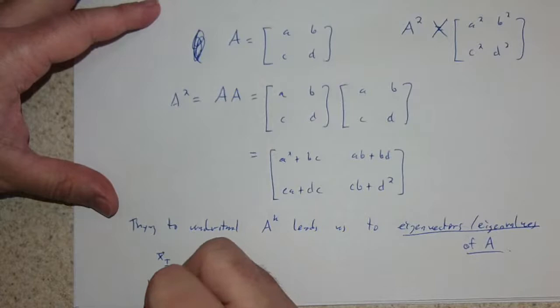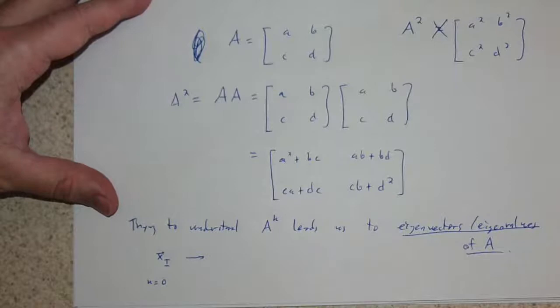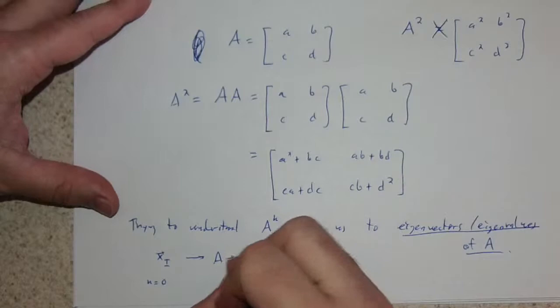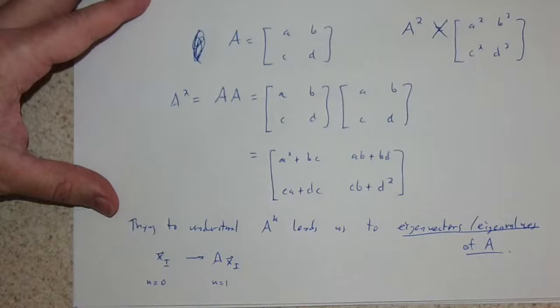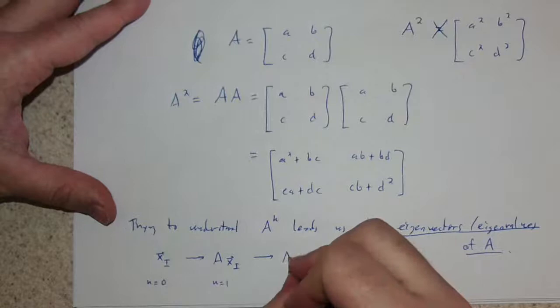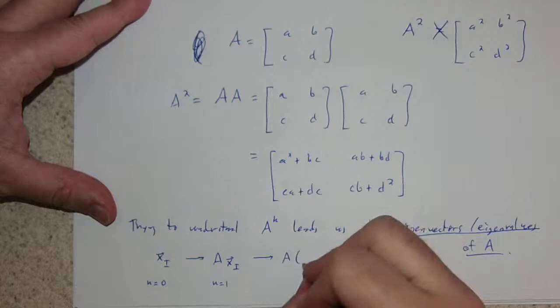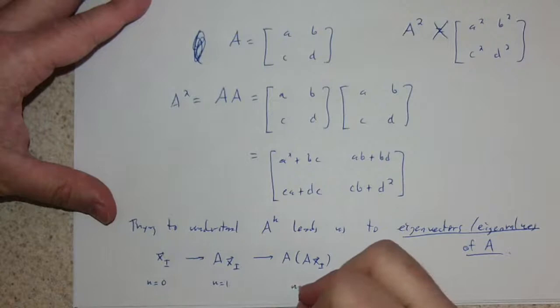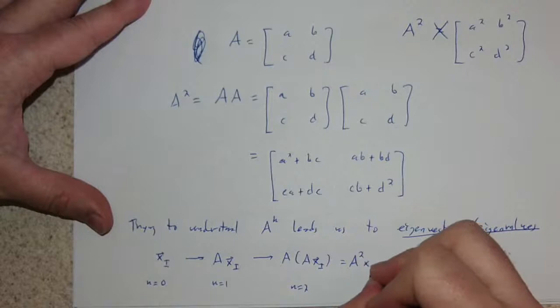And to go to the next time step, you iterate the process by multiplying by a model matrix A. So this is the n equals 1 time step. And then to progress to the next time step, you would multiply by A again. So you take the vector you got from this step and multiply that by A. So this would be A times x sub I. This is the n equals 2 time step. But by associativity of matrix multiplication, this is A squared times x sub I.